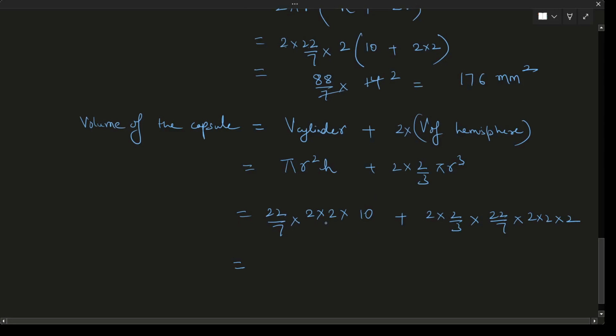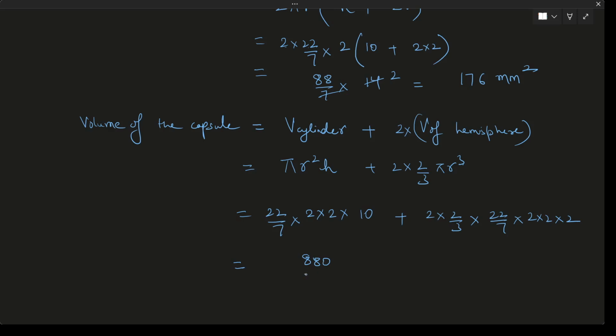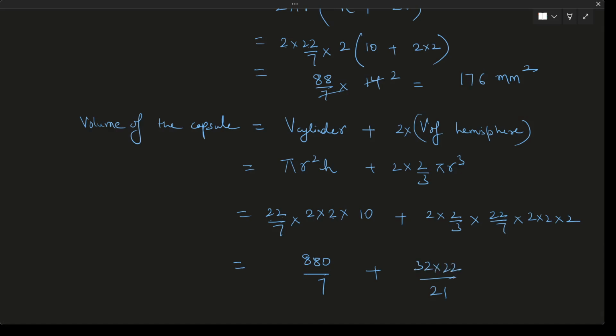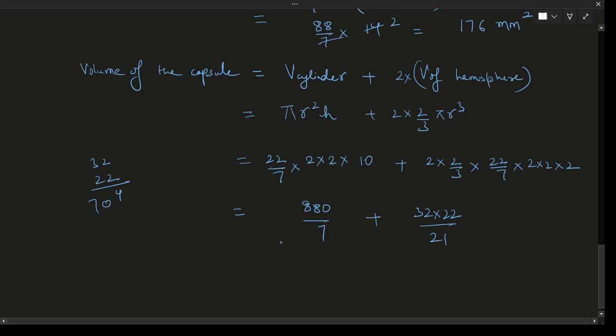So what will I get over here? It will be 880 by 7, correct? Because 22 into 4 is 88 and 0. Plus the second part, you could have taken it common also. So that's 32 into 22 by 21. So what is 32 into 22? Let's calculate. 704. Yeah, so that we got as 704 by 21.